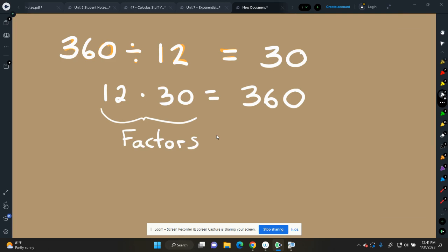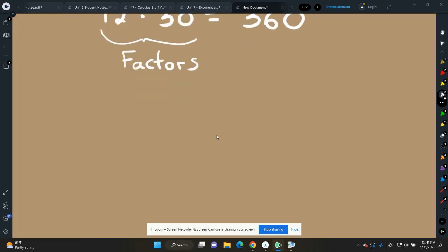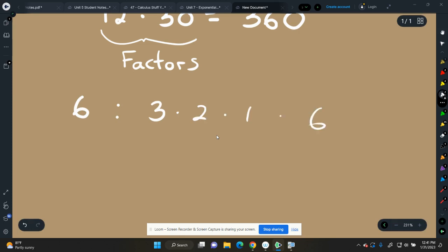So let's take it down a level, right? The number 6. Can you tell me any factors of 6? 3, 2, 1, right? 6. These are all factors of 6. How do we know they're factors of 6? They go into 6, right? 1 goes into 6. 2 goes into 6. 3 goes into 6. 6 goes into 6, right?